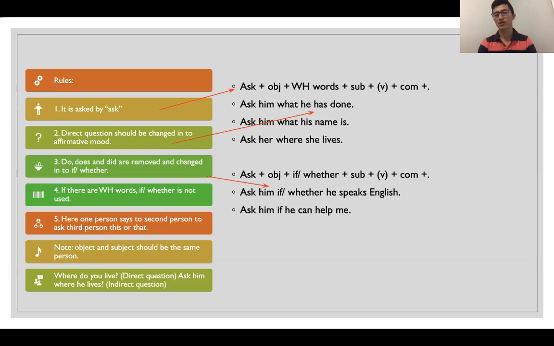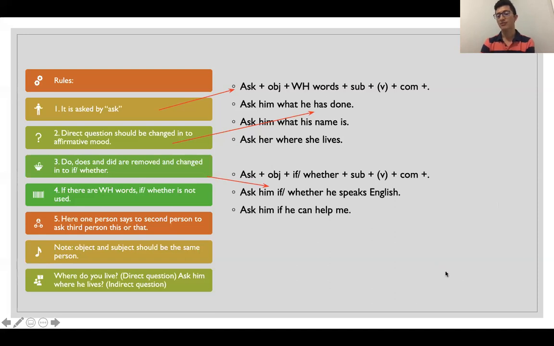Now, if I ask him what his nationality is, perfect example. And if I ask him when he came from Afghanistan, that's also a good example. Ask him where he works. So where should be with WH, okay? Ask him where he works, also a perfect example.